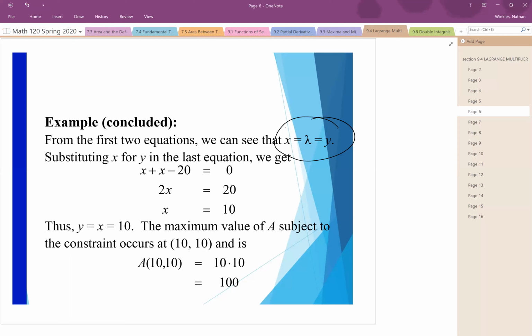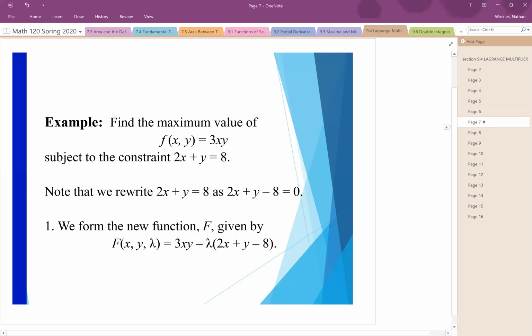So in a lot of cases, we're not trying to find what lambda is. It's just more of a placeholder. By using this piece right here, x equals lambda equals y, actually in this case, we found that x is 10, y is 10, and lambda is 10. That's not always going to happen, that we're going to end up with all three of them being the same exact value. In fact, I'd say most times it will not.